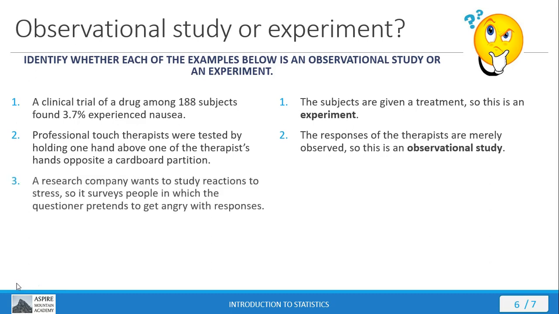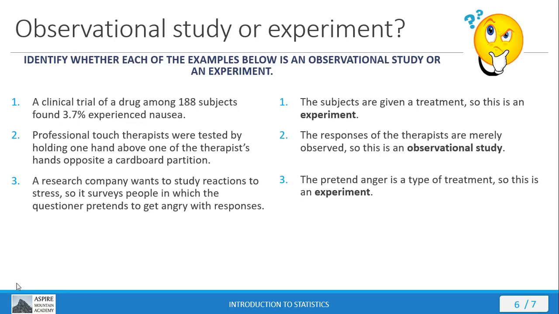Okay, how about this? A research company wants to study reactions to stress, so it surveys people in which the questioner pretends to get angry with responses. Observational study or experiment? Well, this is an experiment because the pretend anger is a type of treatment.